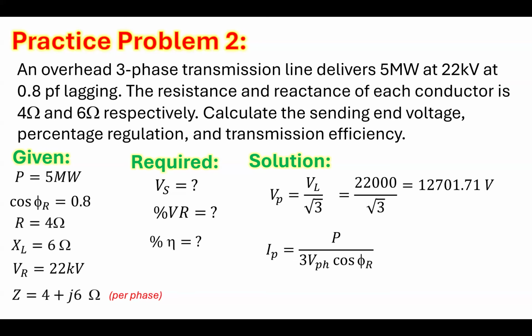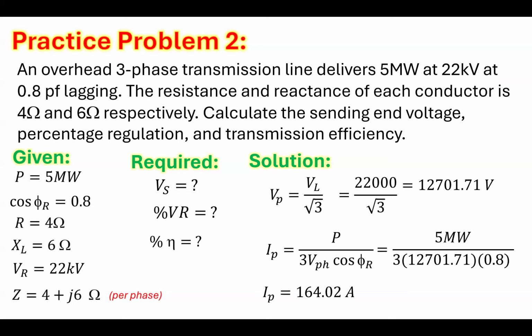So to solve for the phase current, that is power all over 3 multiplied by the phase voltage multiplied by the power factor. So substitute the values, 5 megawatts all over 3 multiplied by the phase voltage of 12,701.71 multiplied by the power factor of 0.8, and this will give us 164.02 amperes.